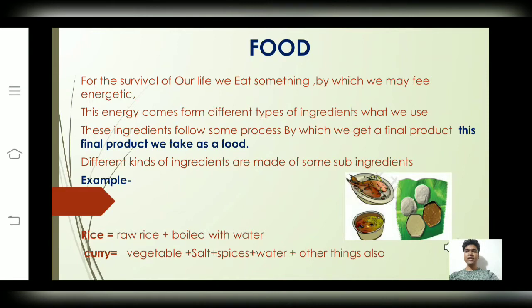Friends, different kinds of ingredients that we use in food are made of some sub-ingredients. For example, let's say we have to make rice. For making the rice, what do we do? We take raw rice, we wash it and we boil it with water, and then we use it as food.